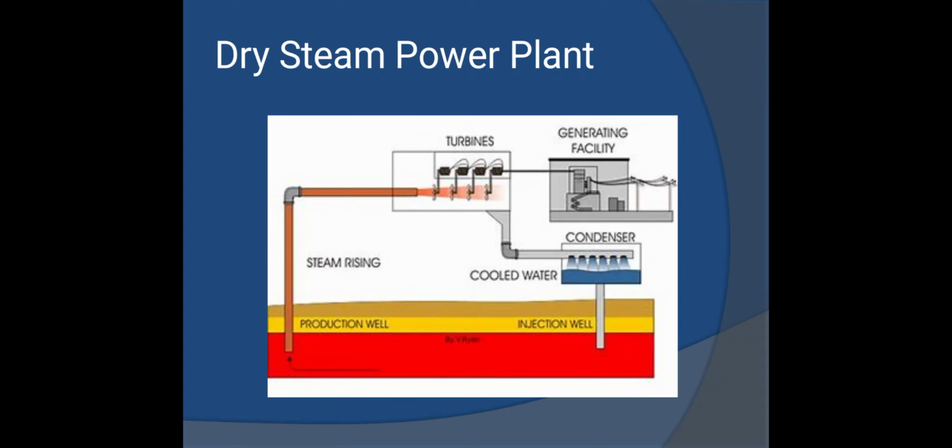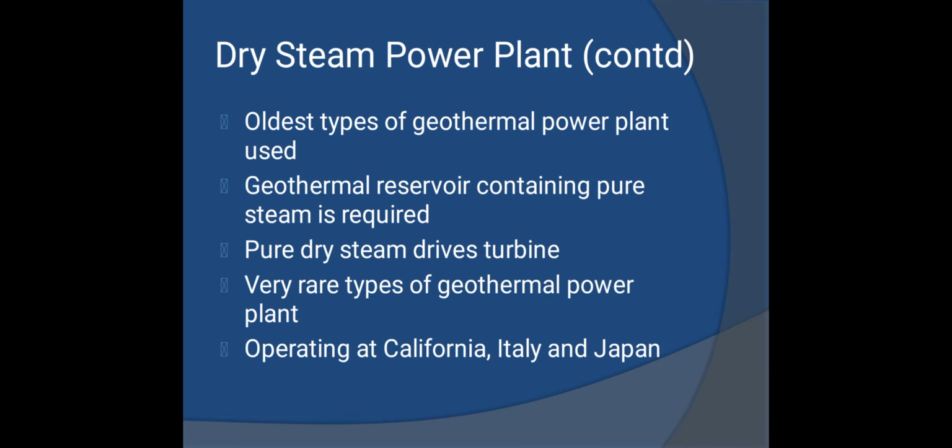First, we know about the dry steam power plant. This is the figure of the dry steam power plant, and some labels are placed here: the turbines, generating facility, condenser, cool water, steam rising, production well, injection well. Dry steam power plant content. It is the oldest type of geothermal power plant. It uses a geothermal reservoir containing pure steam. Pure dry steam drives the turbine. It is a very rare type of geothermal power plant, operating in California, Italy, and Japan. These are the points of the dry steam power plant.